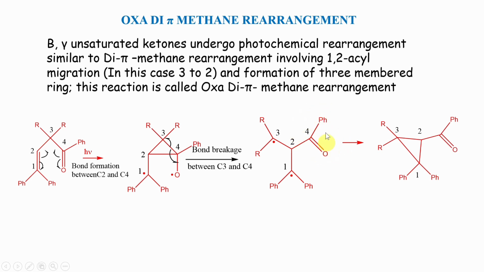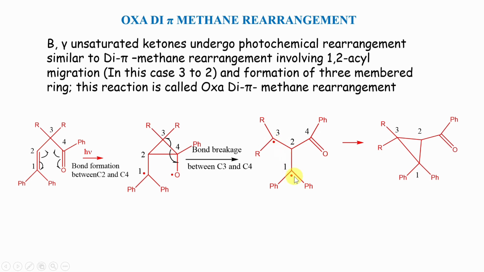Actually, the acyl group in the original molecule is attached to the third carbon atom, and this gets shifted to the second carbon atom. So acyl group migration takes place from the third carbon atom to the second carbon atom in this case. That is, a 1,2 shift of the acyl group takes place. Because of this rearrangement, a 1,3 biradical is formed.